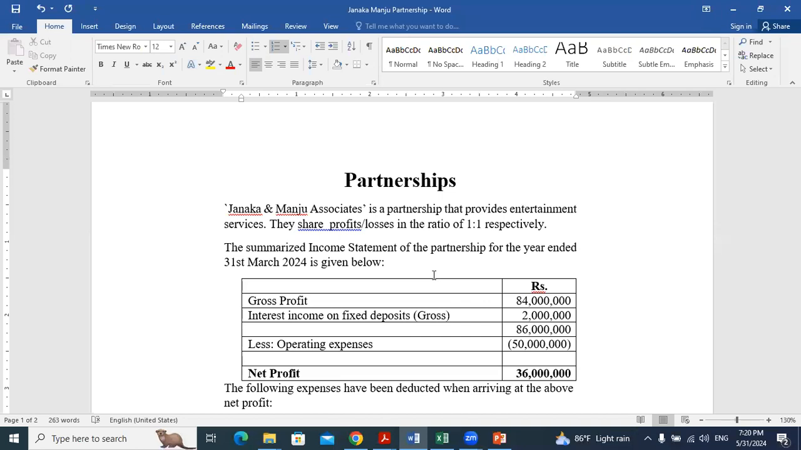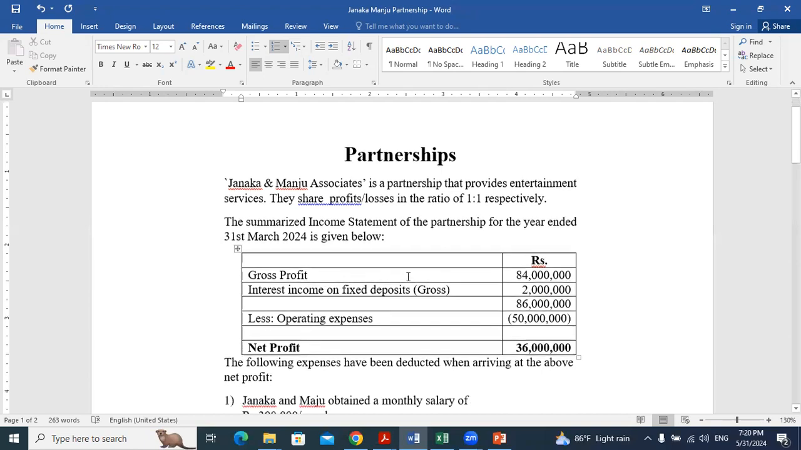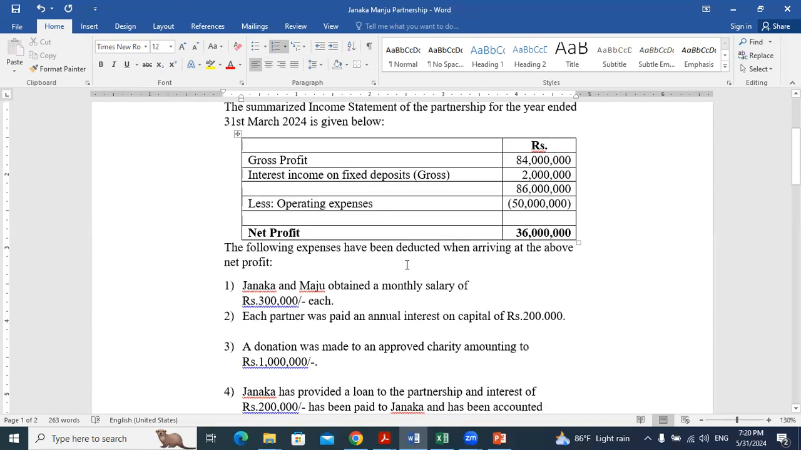Gross profit, interest income on FD, the gross amount, total 86 million, less operating expenses 50 million, net profit 36 million. The following expenses have been deducted when arriving at the above net profit. Janak and Manju obtain a monthly salary of 300,000 each.